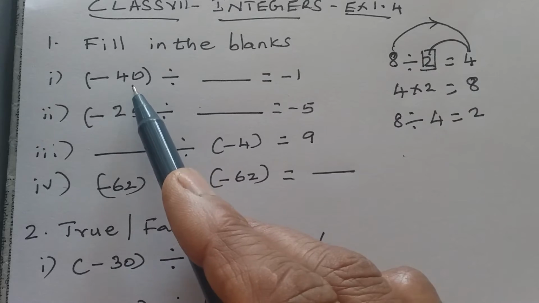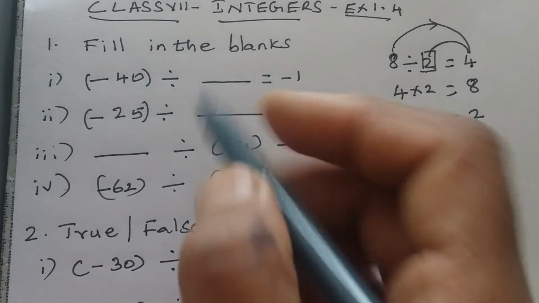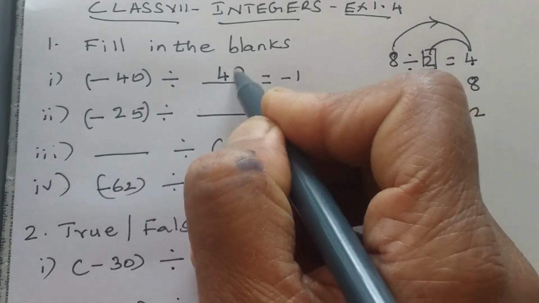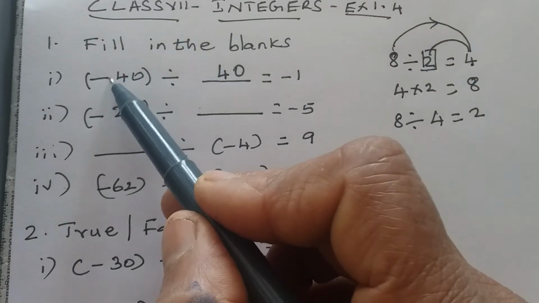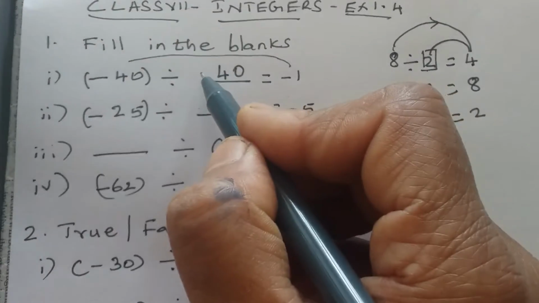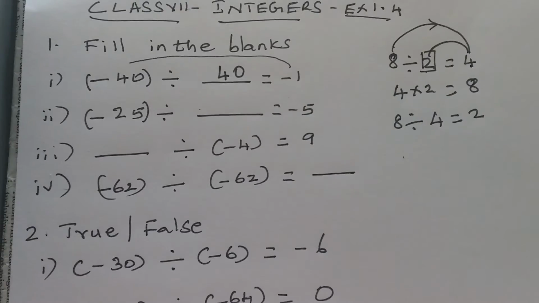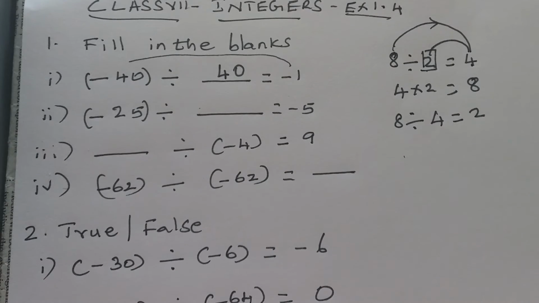When you divide a number by 1, we get the number itself. And what about the signs? We are dividing minus 40 by minus 1, and minus divided by minus is plus. So it is plus 40. Check: minus 40 divided by plus 40, the answer is minus 1.